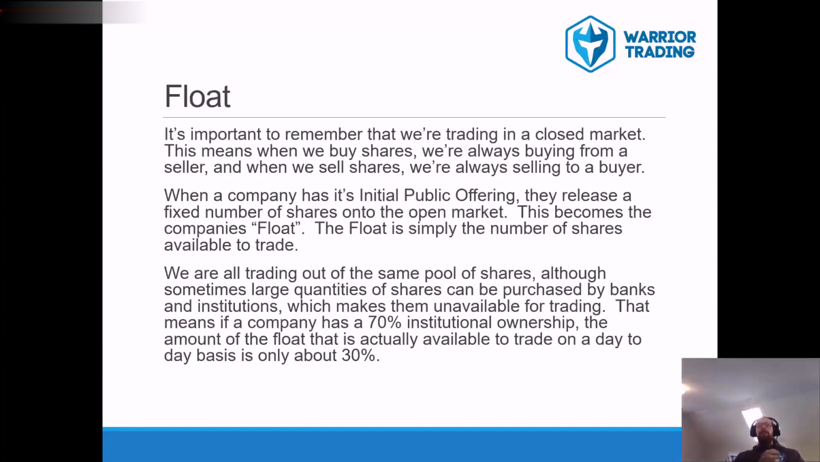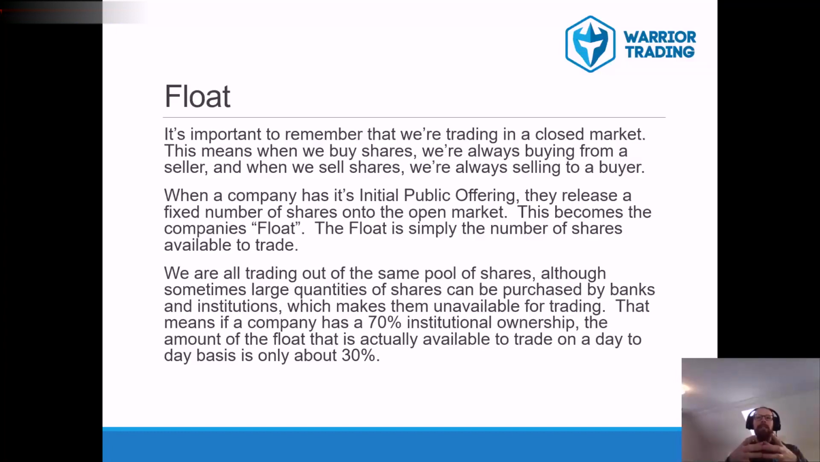Now, in addition to understanding level 1 and level 2, it's going to be really important for you guys to understand float. You have to realize that we're trading in a closed market. What does that mean? Well, when a company has its initial public offering, they release a fixed number of shares onto the open market. That becomes the company's float. If the company, for instance, sells 100 million shares onto the open market, they now have a float of 100 million shares. And every time you and I are trading this stock, we're trading out of this fixed pool of shares.